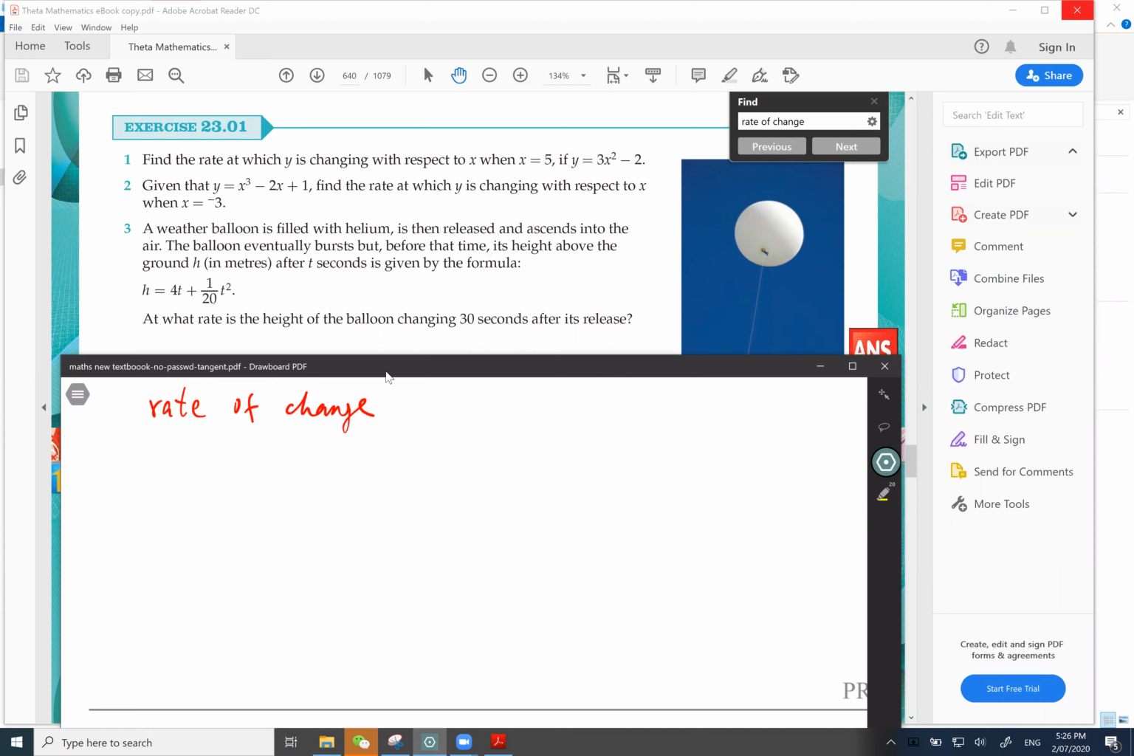For question one, they told you the rate of y with respect to x. That means dy/dx. Question two, again, is the rate of y with respect to x. Question three, the rate of height. They didn't say "with respect to", but the question is like h is changing with time, so dh/dt.